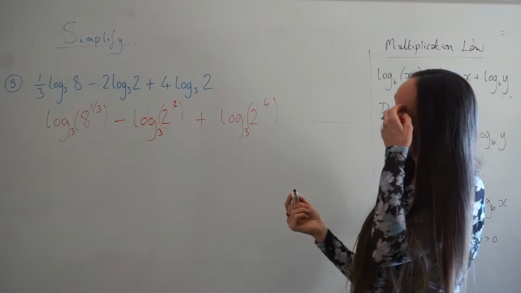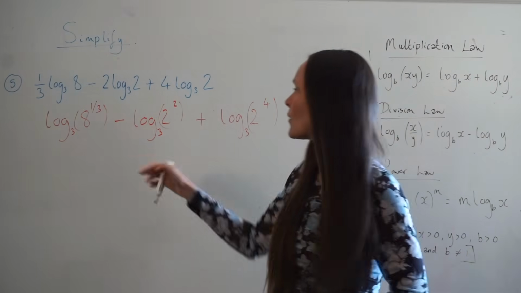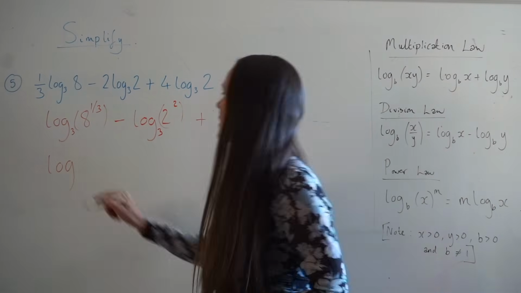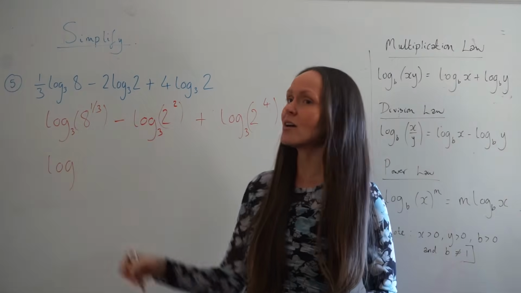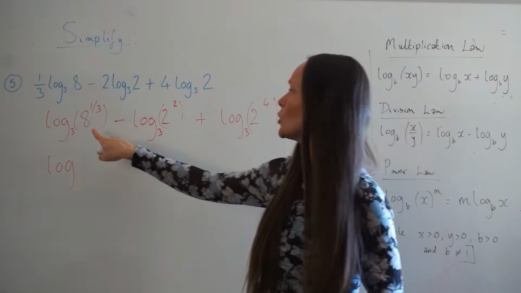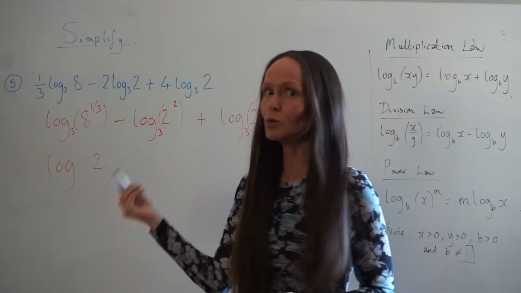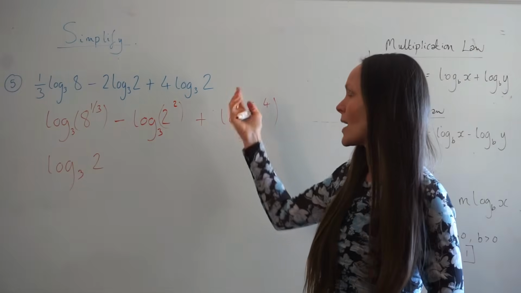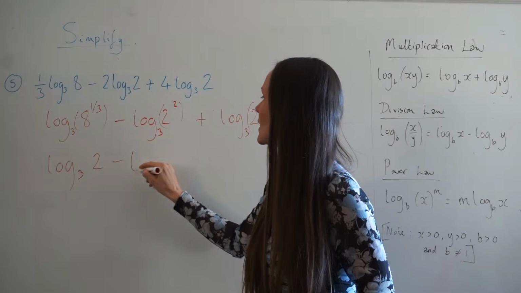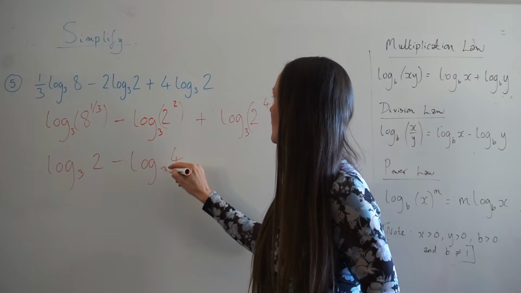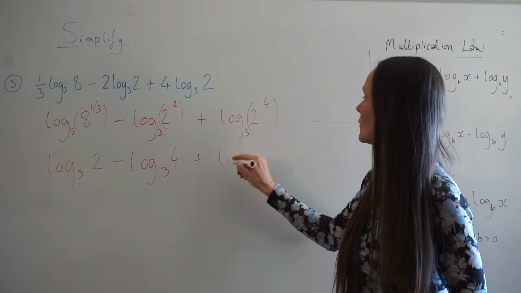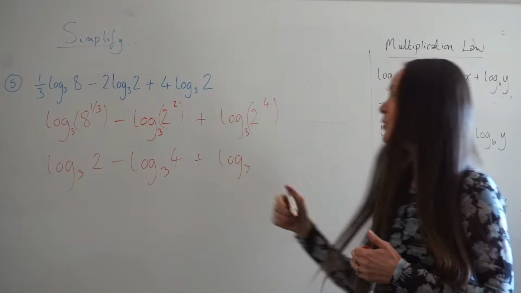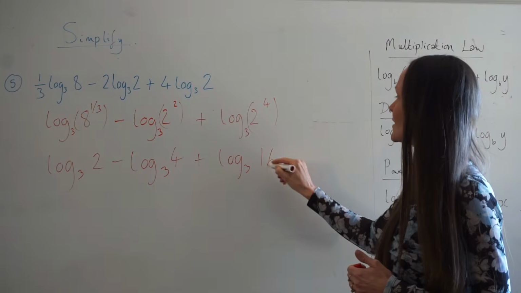Next I can just simplify. I can work these out. Now 8 to the power of a third is the same as cube rooting. The cube root of 8 is 2, because 2 cubed is 8. So the first one is just log 2. This one, 2 squared, that's just 4, so minus log 4. And here at the end we have 2 to the power of 4, so 2 times 2 times 2 times 2, which is 16. So we've got log 16.